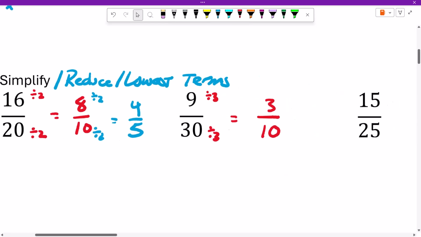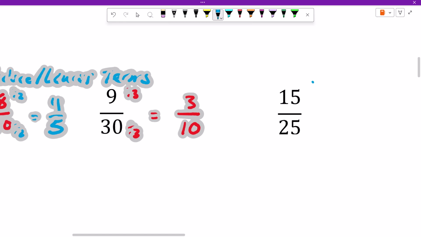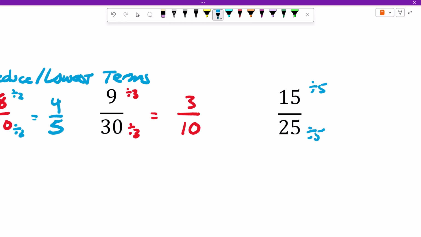All right. Last one. Divide by 5. 3 and 5. Okay. Nicely done.